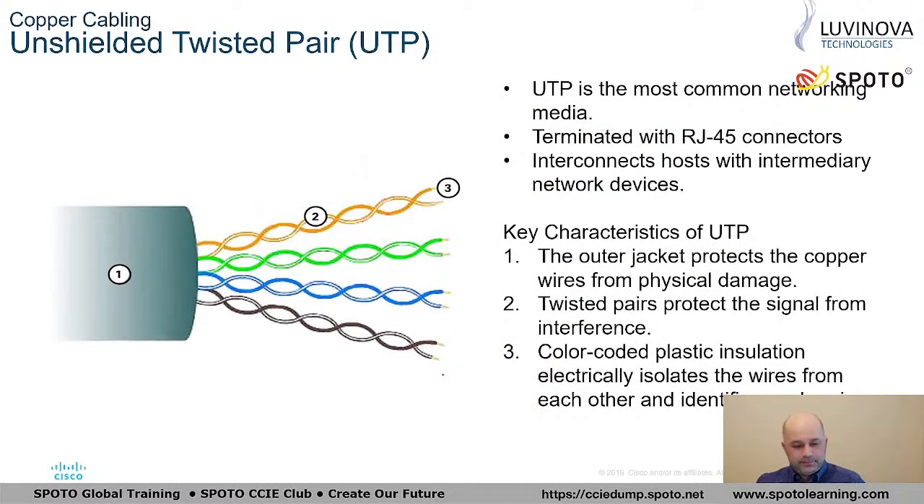Unshielded twisted pair is eight separate wires, twisted by two. So it means we have four groups of wires twisted in pairs. That cable is used to form our local area network. At the end, we terminate the cable with an RJ45. RJ45 is the connector which gets attached to the cable, and then we use that connector to connect the cable into the network.